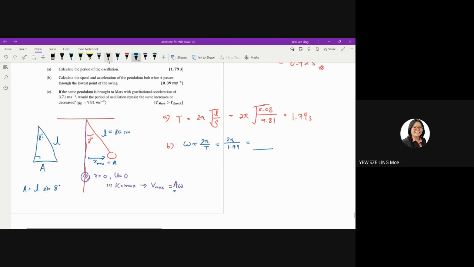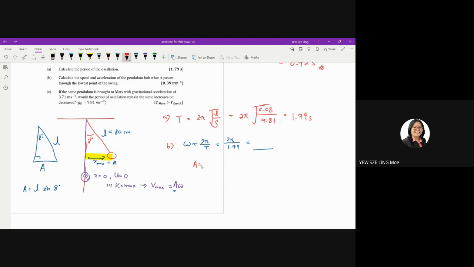Okay, so yang kamu kena tahu, when it comes to displacement in a simple pendulum, it's actually referring to here, the horizontal distance from the equilibrium position. So A in this case, you can calculate by using L sine 8 degree.